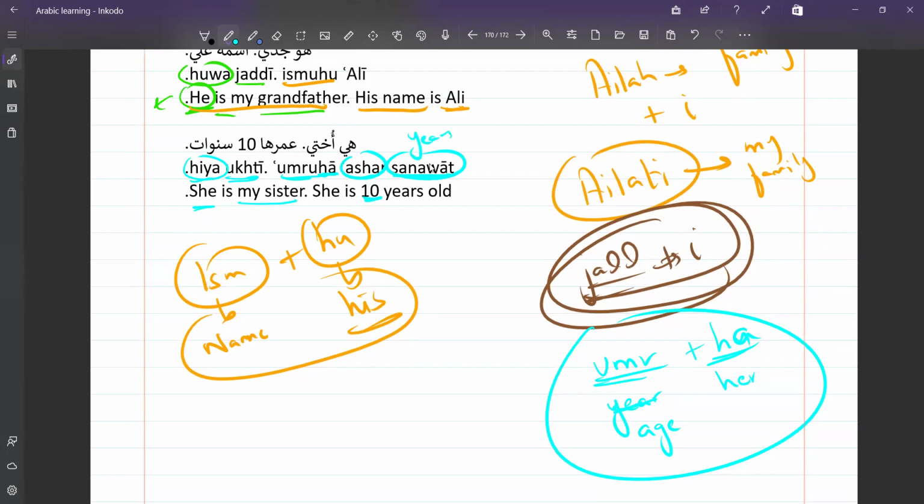So if I say hiya ukhti, it means she is my sister. Umruha ashara sanawat. She is 10 years old, or her age is 10 years. It would literally mean her age is 10 years. So we can also say it like this, she is 10 years old, right? But literally it means her age is 10 years. So, hiya ukhti, umruha ashara sanawat, right?